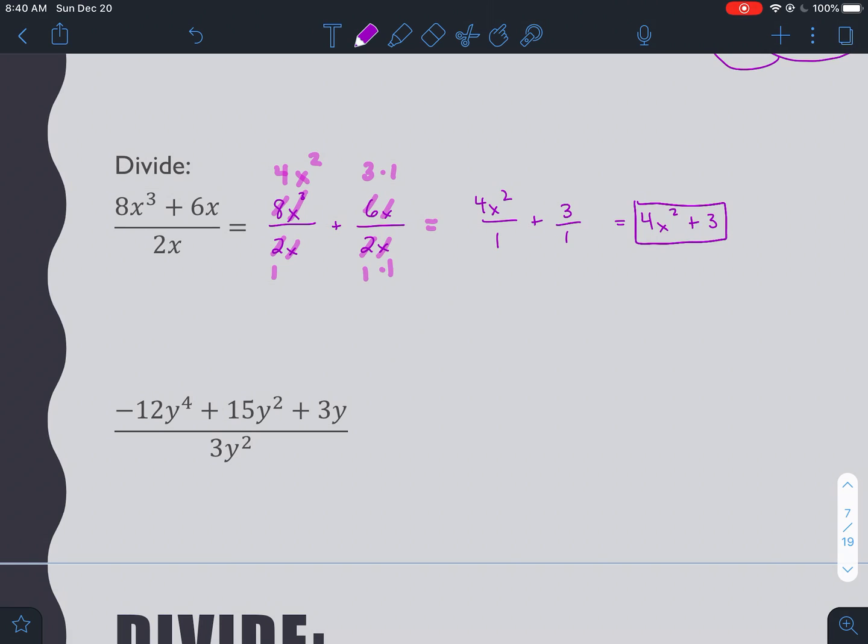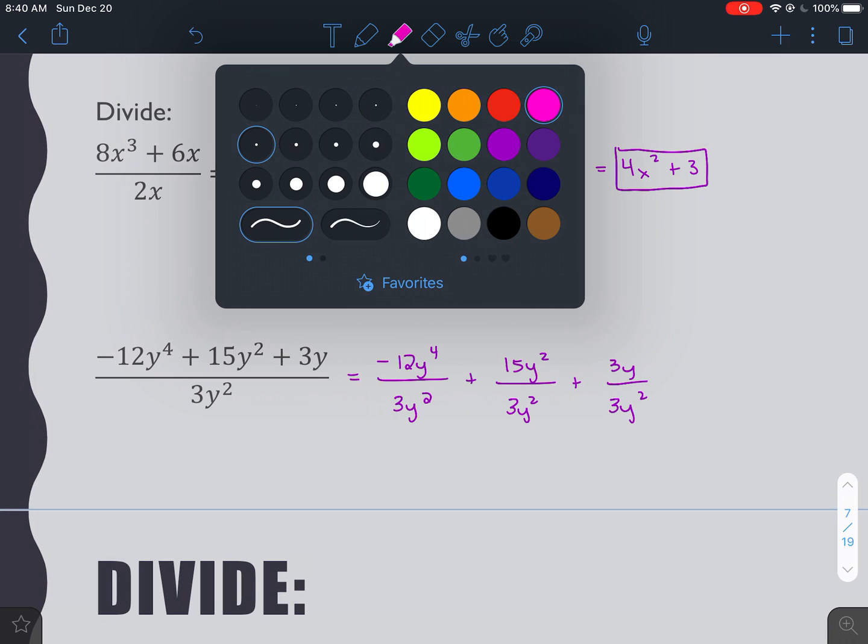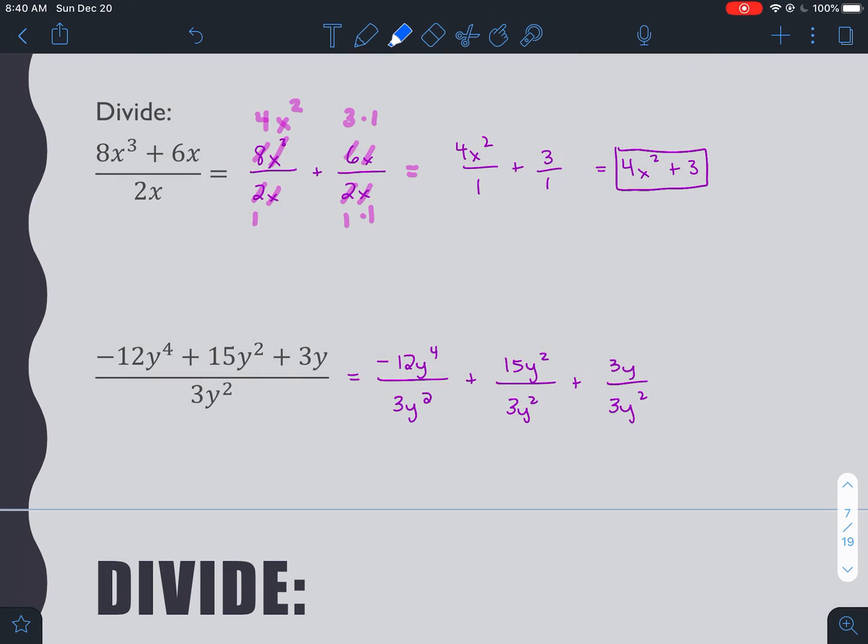So again, we're separating them into separate fractions, and then we're reducing each of those fractions one at a time. On the next one, we have negative 12y to the fourth plus 15y squared plus 3y, that whole numerator divided by 3y squared. So we're going to separate this one into three separate fractions: negative 12y to the fourth divided by 3y squared, plus 15y squared divided by 3y squared, plus 3y divided by 3y squared.